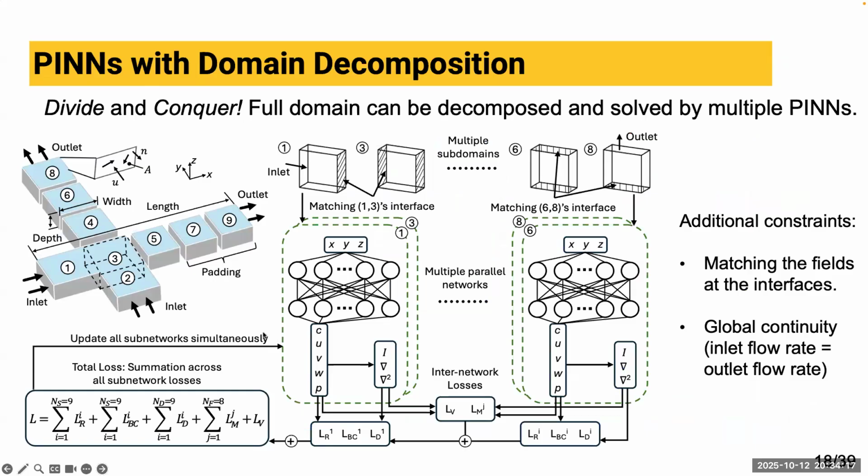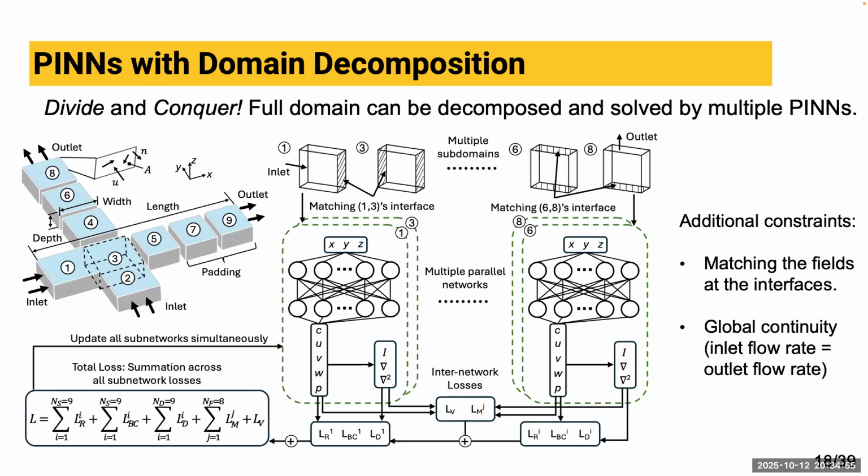To tackle this problem, we introduce the domain decomposition strategy. This is a divide and conquer approach. Instead of solving the entire domain, we divided it into 9 subdomains, as you can see from the numbering here. So instead of having only one PINN, now we have 9 different PINNs that solve each subsection. Each subsection is very small, so it's not a difficult problem for a PINN.